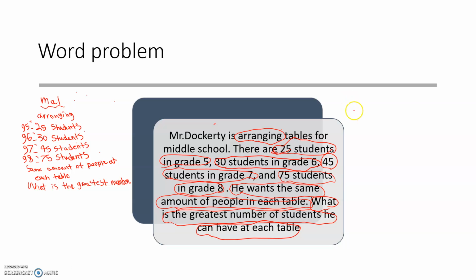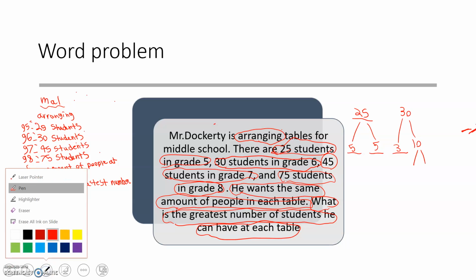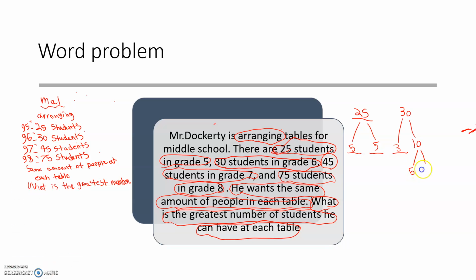Let's branch off some factors for 25. Okay, these are all prime numbers, so underline them. Now do 30. I'm going to do 3 and 10. 3 is a prime number. This is not a prime number, so I can keep going. 5 and 2. These two are both prime numbers.